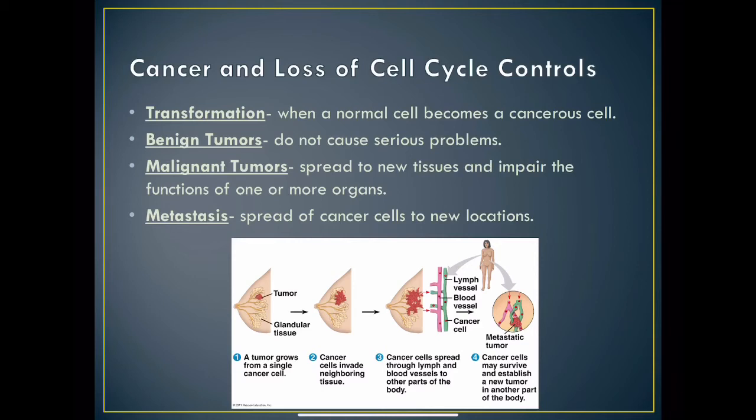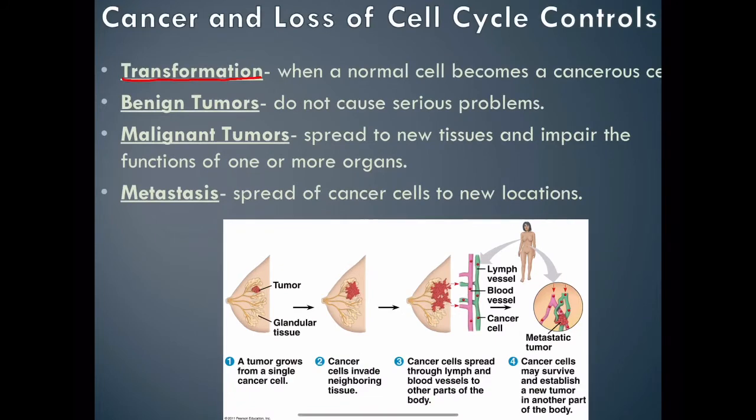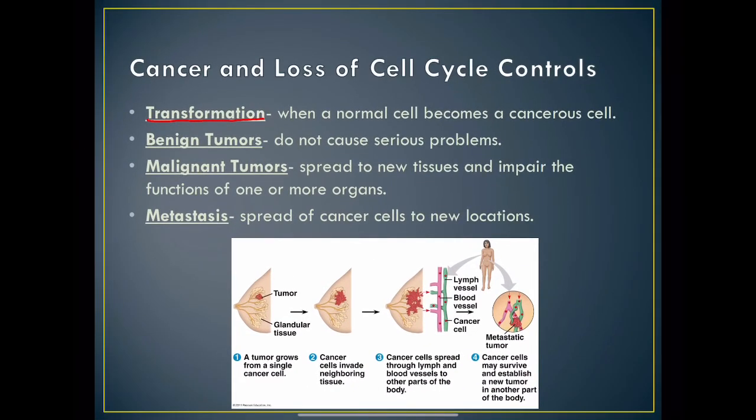When a normal cell becomes a cancerous cell, this process is known as transformation. Cancer can be benign or malignant. Benign tumors are just going to stay in one area. They're generally not going to cause a lot of problems. They can go in and cut them out and remove them and it not be too bad. Malignant tumors are the more negative kind that tend to spread to new tissues and cause problems in more organs. That process is called metastasis. When cancer cells spread to new locations, that's referred to as metastasis.